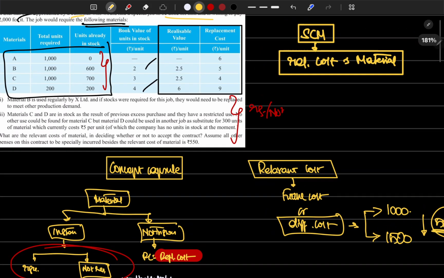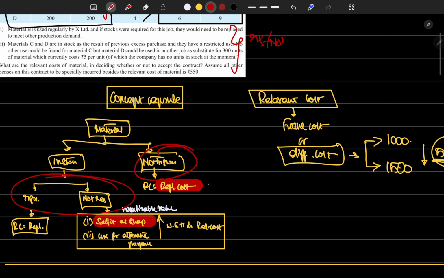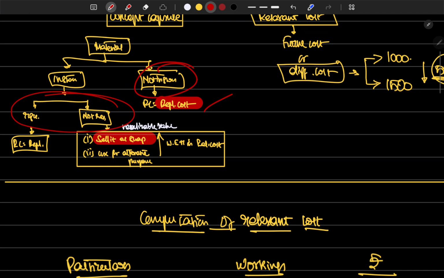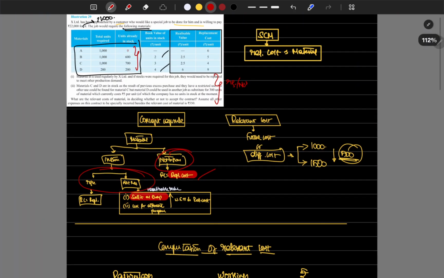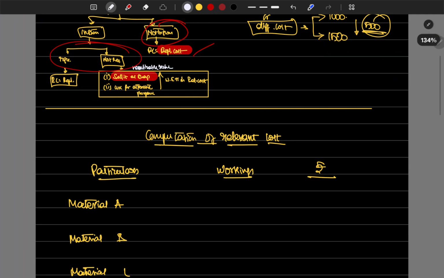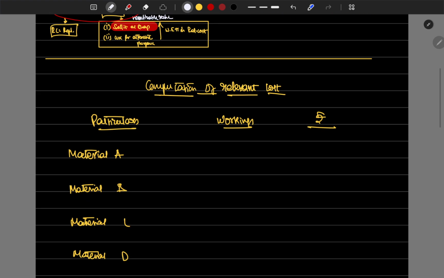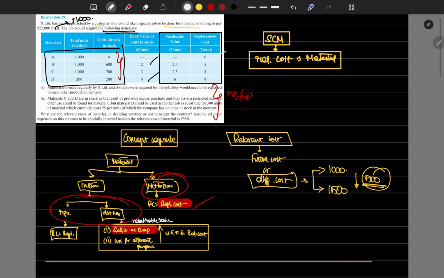First, we read units already in stock. There is no stock for material A, so we have to completely purchase from outside. If it is not in stock, the replacement cost is the relevant cost. How much is the replacement cost? 6. So 6 into 1,000 is 6,000. After that, for material B we have 600 units in stock and 400 units not in stock.